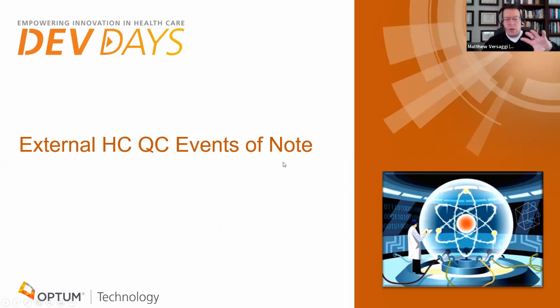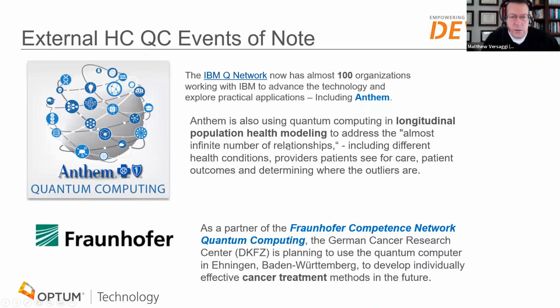Now, there are certain things that you can look at on the outside relative to healthcare and quantum, and here's some things to keep your eyes on. So, IBM and Anthem have popped into an agreement. Those who are paying attention have seen this quite a lot. They're looking at doing all kinds of things, leveraging a quantum computer. In Europe, the Fraunhofer Competence Network is looking at cancer research with a number of other partners in that space. You'll see that happening quite a lot as well.